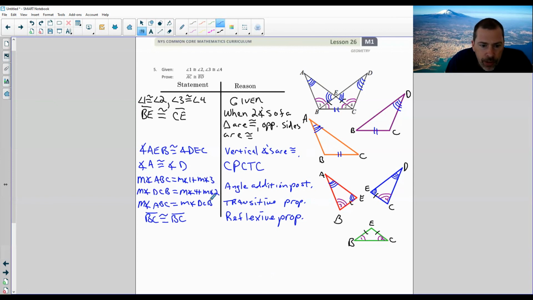Oh, angle ABC is equal to angle DCB. I already said that. This whole thing is equal to this whole thing. That in turn becomes this congruent to that. Okay, now I see what's going on.